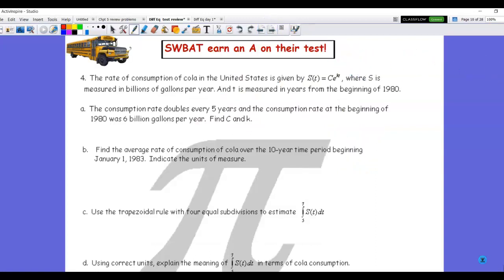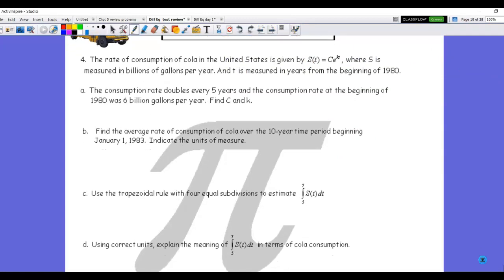Going on to the next page, we have a free response question. I can't remember, this problem might use a calculator, or I think at least part B is going to need a calculator. And I'll pull my calculator out here in a second. The rate, so you know from all of our discussions in class that reading is the most important thing. The rate of consumption of cola is given by S of t. So S of t is the rate of cola consumption.